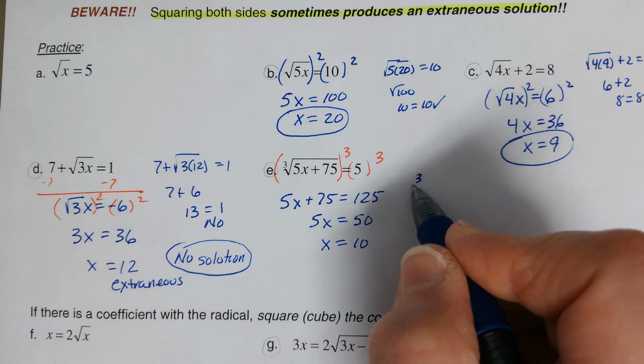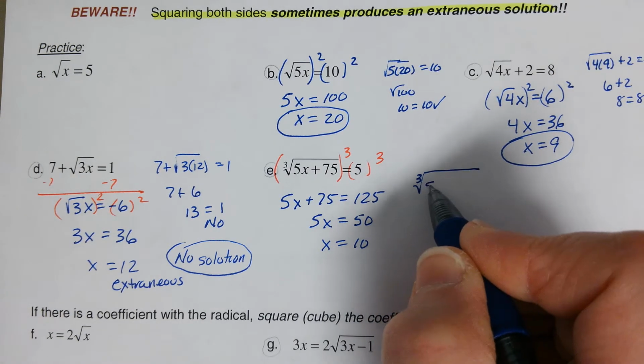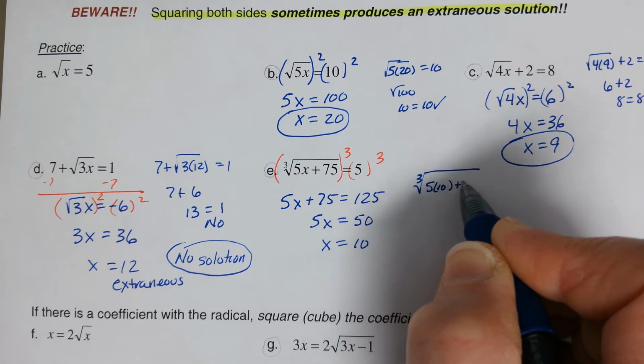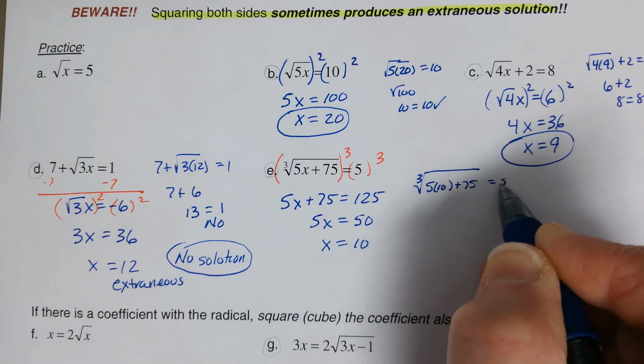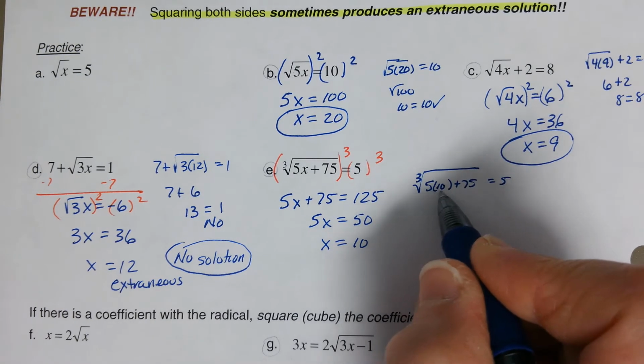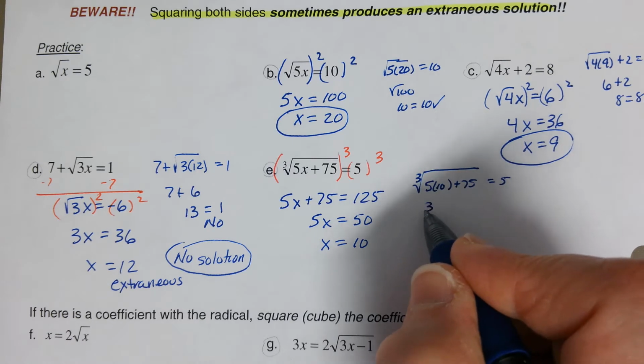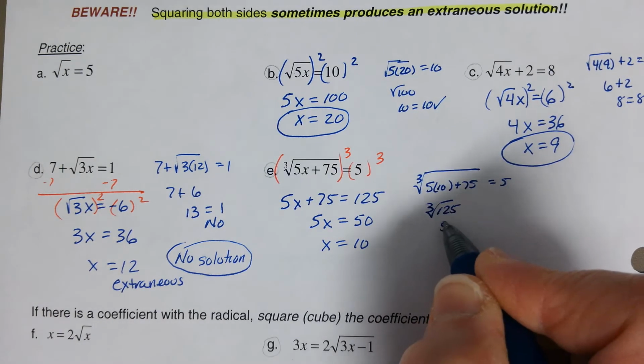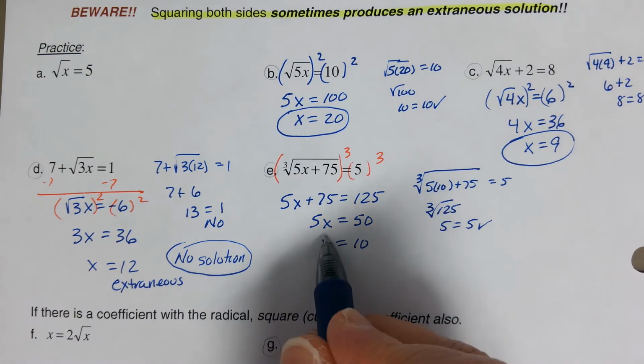Checking it. Is the cube root of 5 times 10 plus 75 equal to 5? That's 50 plus 75 is 125. The cube root of 125 is 5. That checks.